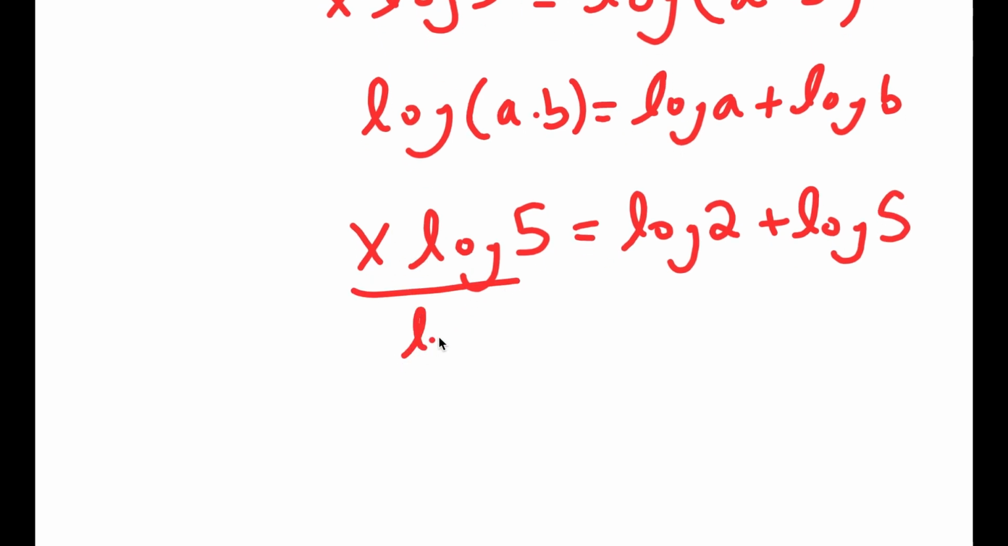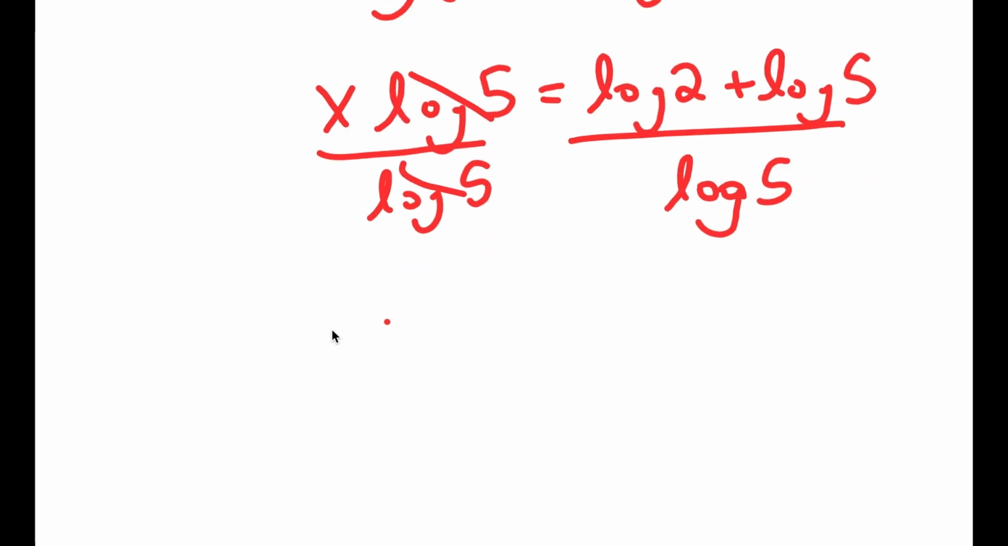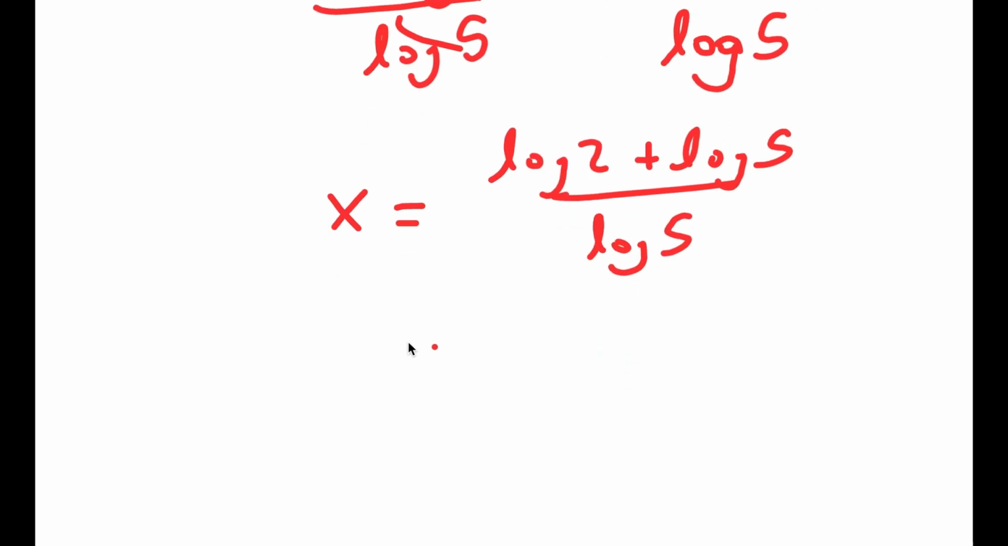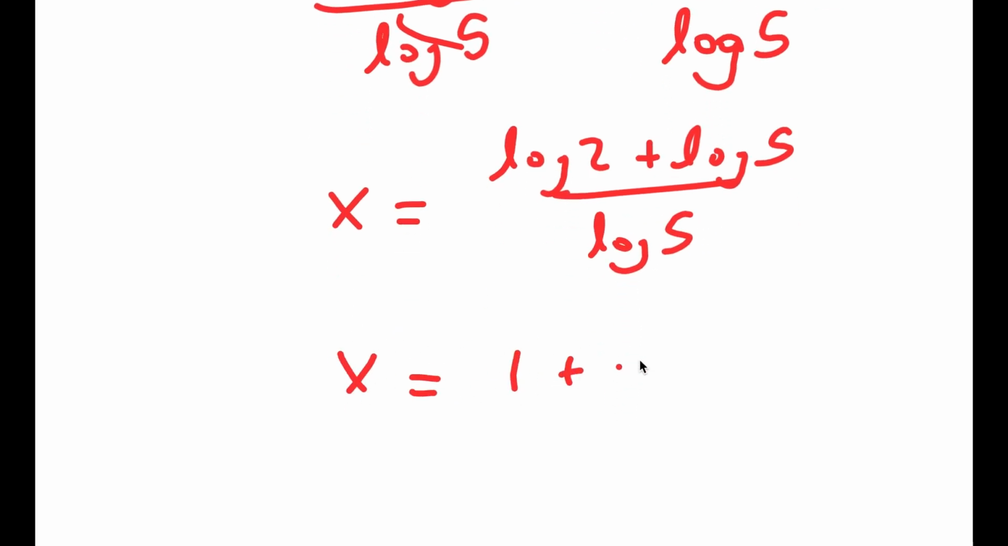And now if I divide both sides by log 5, these two cancel out, and I get x is equal to (log 2 plus log 5) over log 5. And this simplifies to 1 plus log 2 over log 5.